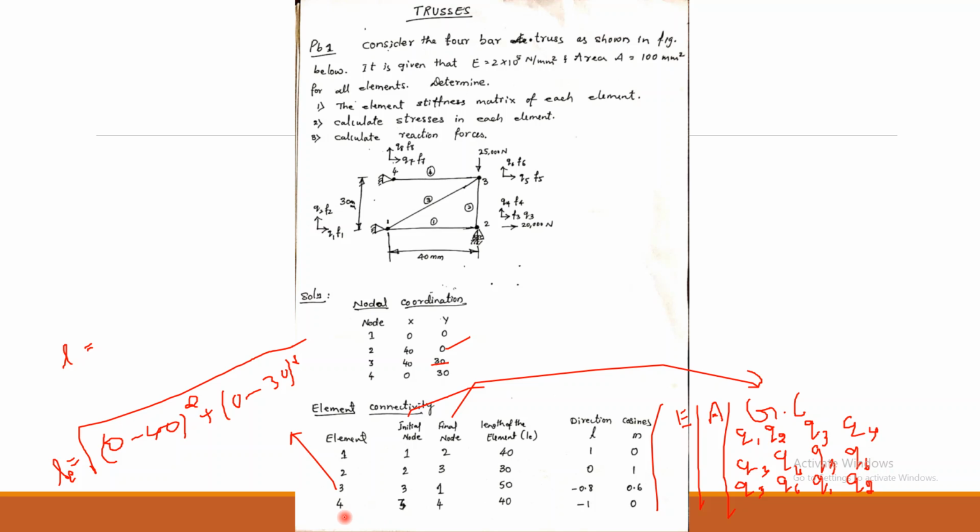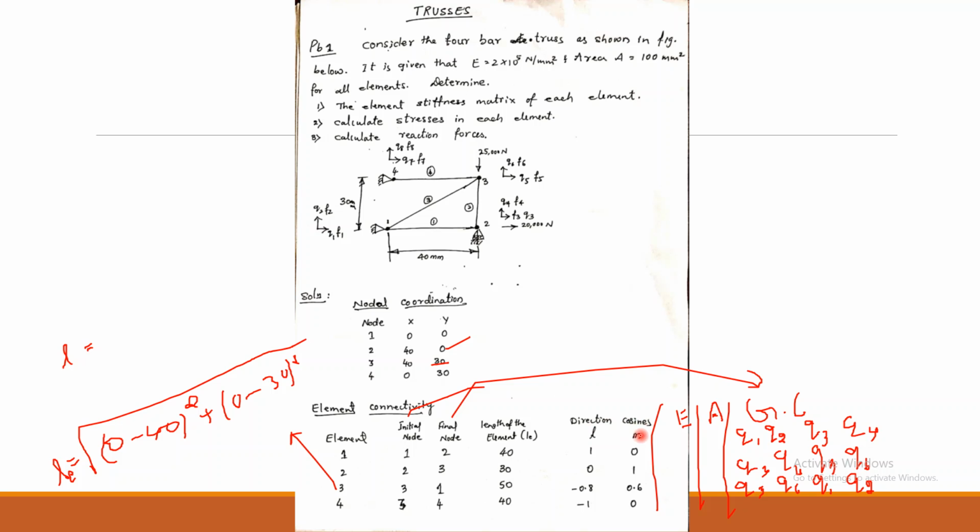Element 4, let us consider. Okay, element 4, that is this one, in which I am going to pick the initial node as 3 and the final node as 4. Let us calculate the length of the element. Again, it is simply horizontal, so I will directly pick 40 mm as the length of the element, or else I should calculate that.